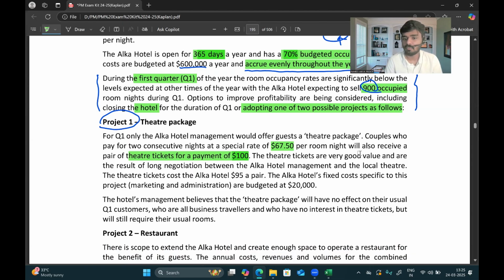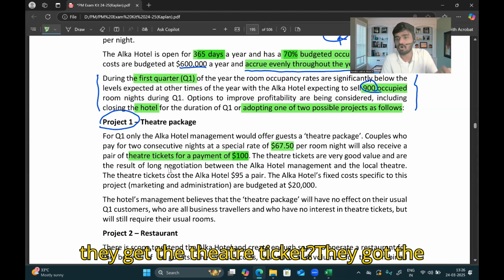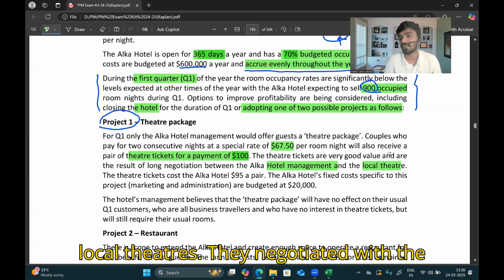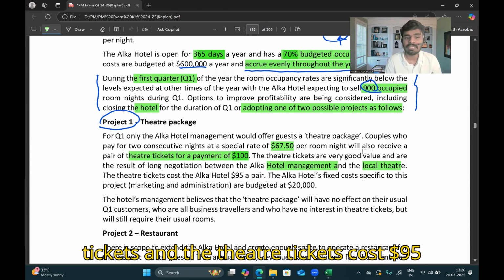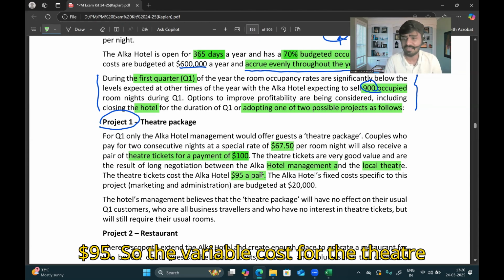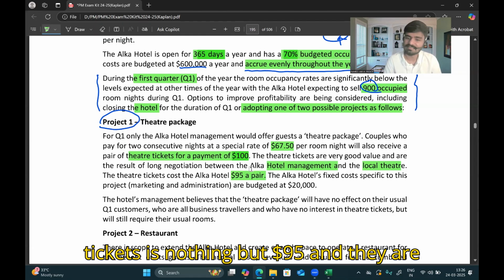The theater tickets are very good value and are the result of a long negotiation. How did they get the theater tickets? They got them after a long negotiation between the Alka Hotel management and the local theaters. The theater tickets cost $95 a pair. So the variable cost for the theater tickets is nothing but $95, and they are selling it for $100.